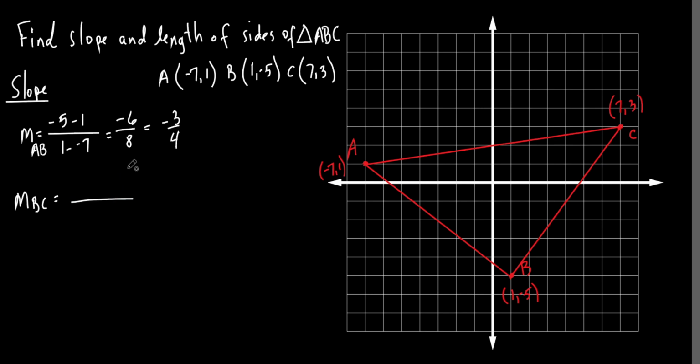BC, these two right here. So it's 3 minus negative 5, and then it's 7 minus 1. So that would be what? 8 over 6. And what's that? 4 over 3.